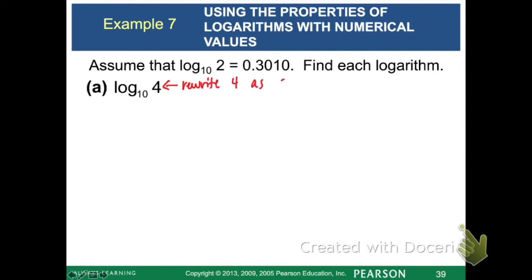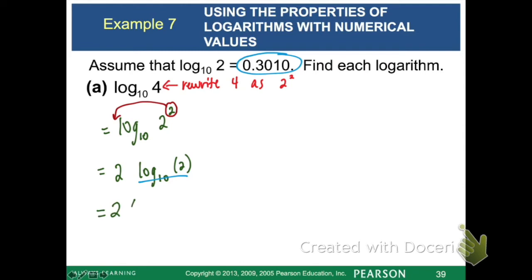So instead of 4, we're going to use 2 squared so that it's base 2. Next, we can use one of our properties where we take our exponent and we put it out front. And then we have 2 times log base 10 of 2. Well, we know what log base 10 of 2 equals. Looking back up at the problem, that's just 0.3010. So let's plug that in and then use our calculator here, and we get a final answer of 0.602.